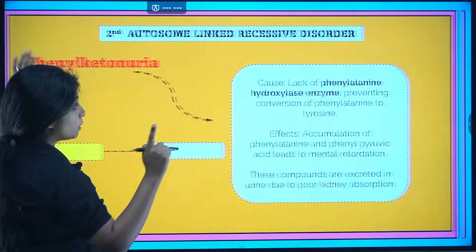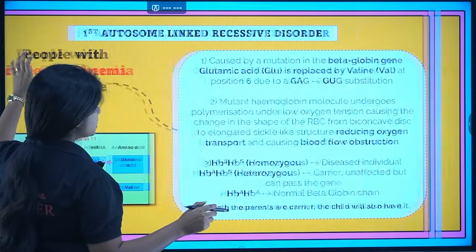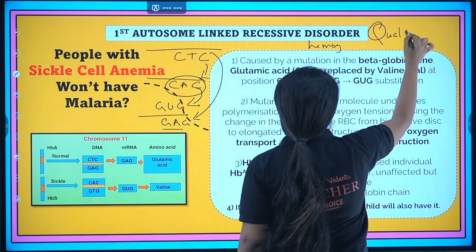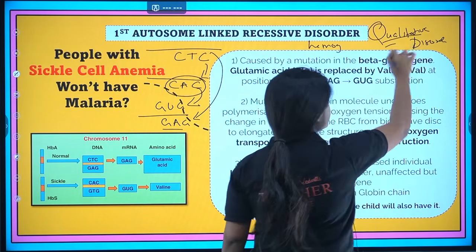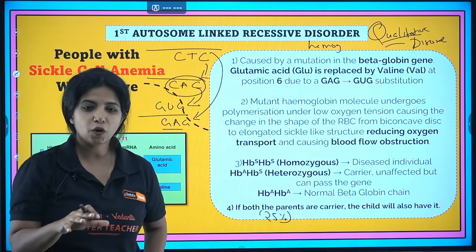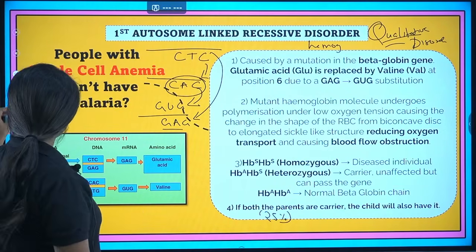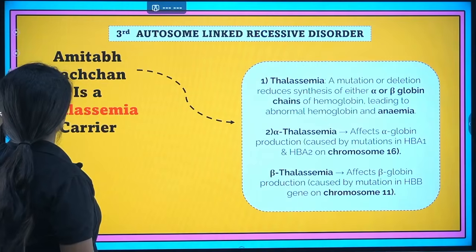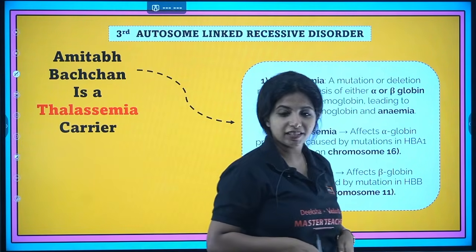So sickle cell anemia was a blood disorder, and also remember one more very important thing. Here in sickle cell anemia, I call this a qualitative disorder. Why qualitative? Because here the quality of hemoglobin is being compromised. Not the quantity, it is the quality that is being compromised. Now we are going to study one more disease where it is going to be a quantitative blood disorder, and that is thalassemia. Do you know, Amitabh Bachchan is a carrier of thalassemia?